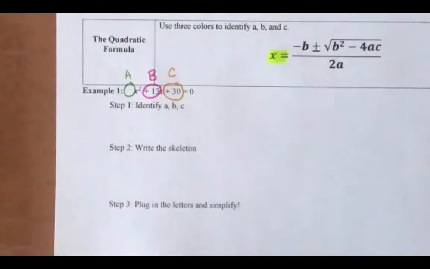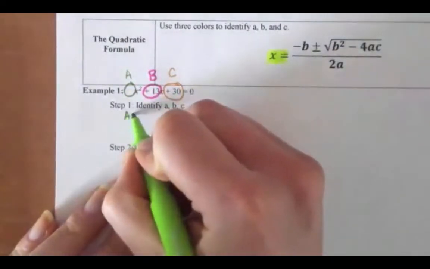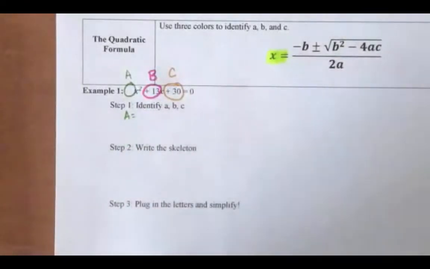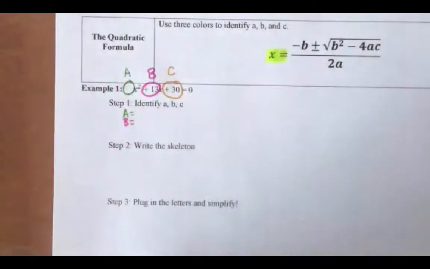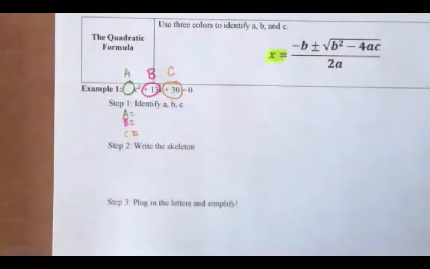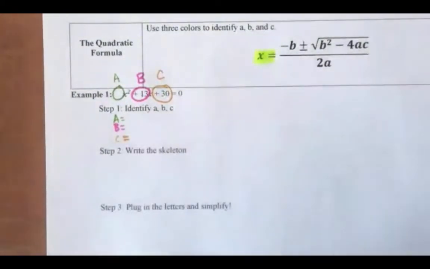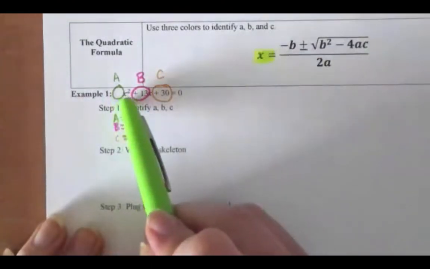Your first step when you solve an equation like this is to just figure out what are A, B, and C. So I'm going to write out A, B, and C. If you have 3 colors at home, it might be helpful to use them for this lesson today. A, in this situation here, is the number in front of the x squared.